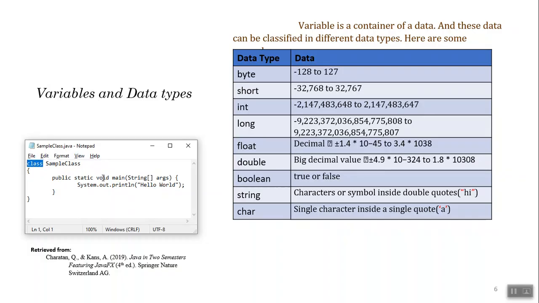Okay, so those are the characters or symbols inside double quotes. This is just plain text, it doesn't have any special meaning at all. Okay, it's just plain text. And the same goes for the character, it's just a single character inside single quotes.